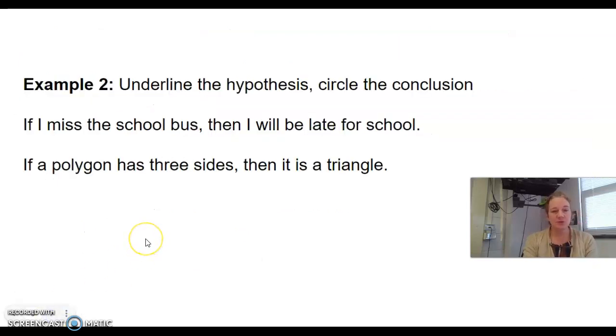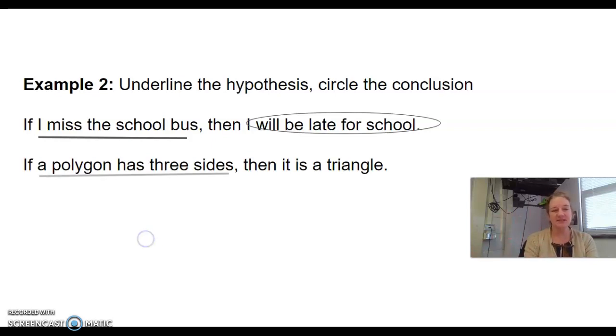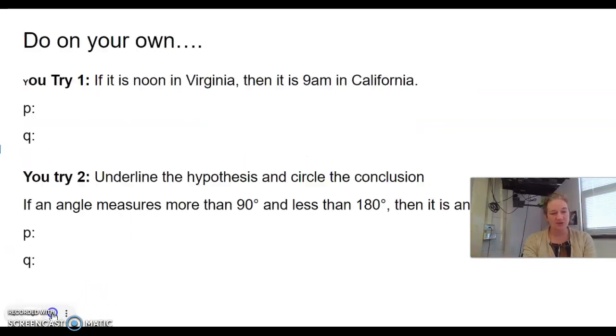Example 2, underline the hypothesis, circle the conclusion. If is always my hypothesis, even if it's in the wrong place in the sentence. If this said, "it is a triangle if a polygon has 3 sides," I would still underline the if statement. Doesn't matter where it is in the sentence. You underline the if statement. That's your hypothesis every time. So now you guys do this and check it out. Make sure you put your hypothesis, your P, and your Q in the right spot.